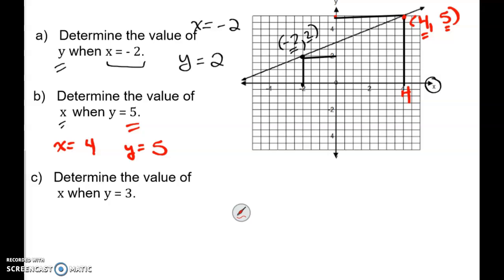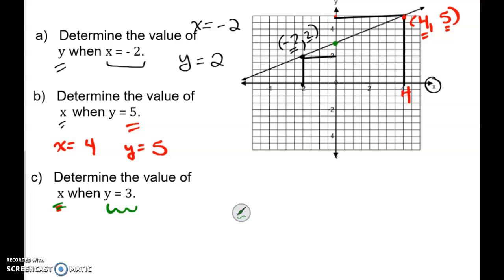Let's try that one more time. We want to find the value of x now when y is equal to 3. So if I'm given y is equal to 3, I'm going to go to my graph, counting carefully using the scale. 1, 2, 3. This is where y is equal to 3. So now I need to find what's the x value.